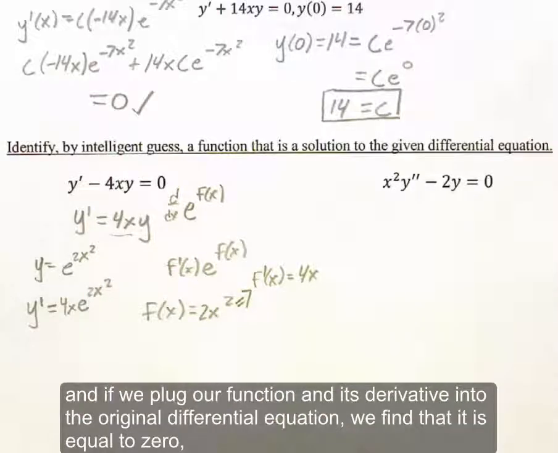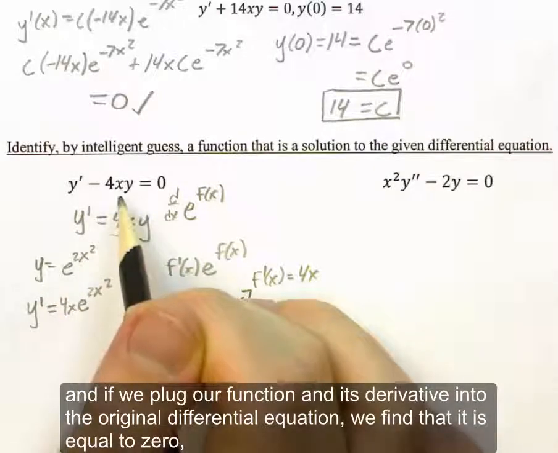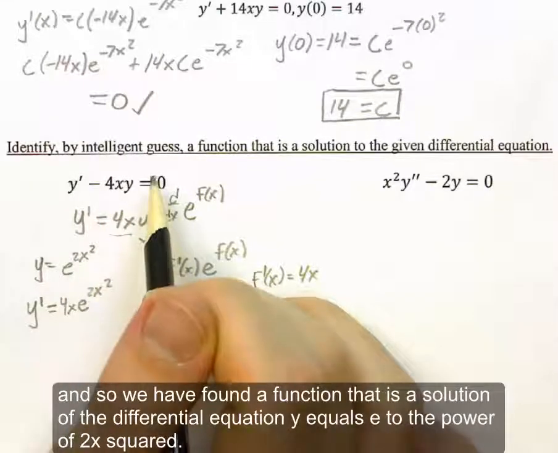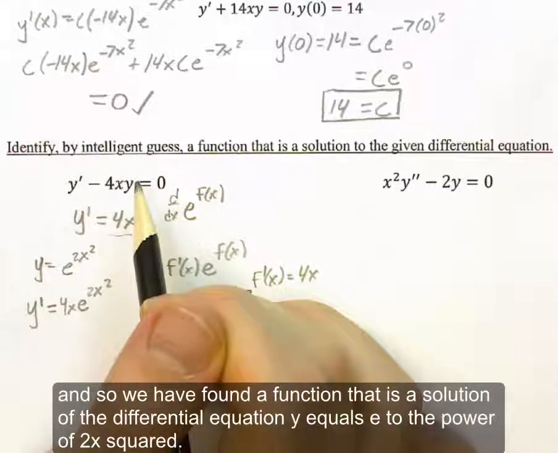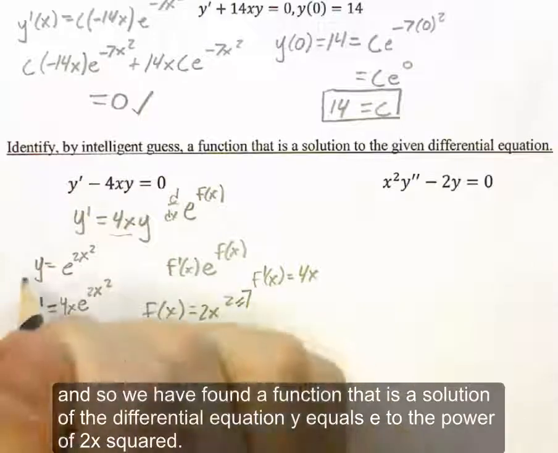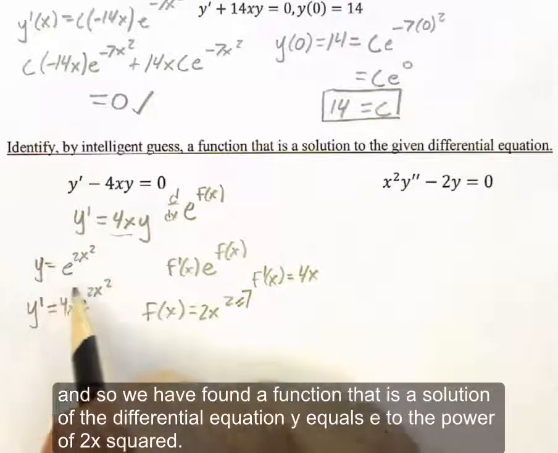And if we plug our function and its derivative into the original differential equation, we find that it is equal to 0. And so we have found a function that is a solution to the differential equation, y equals e to the power of 2x squared.